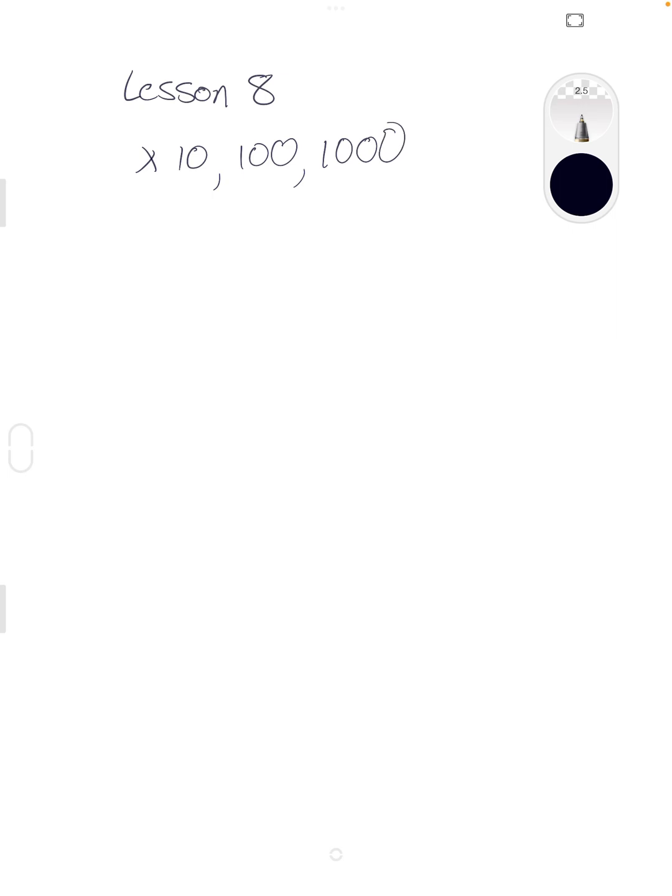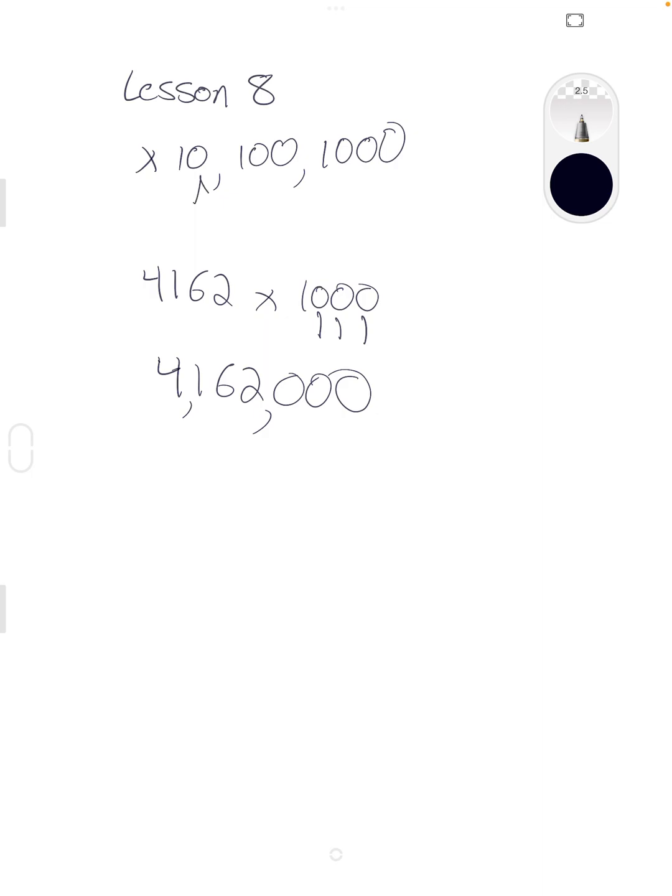What do you do? Well, for example, I have a number 4162, and I want to multiply it times 1,000. Count the zeros. There's 1, 2, 3. Add 3 zeros to this. 4, 1, 6, 2, 0, 0, 0. And then I go ahead and put my commas where they need to go. That's the answer. If I multiplied by 10, I would add 1 0. If I multiplied by 100, I'd add 2 0.